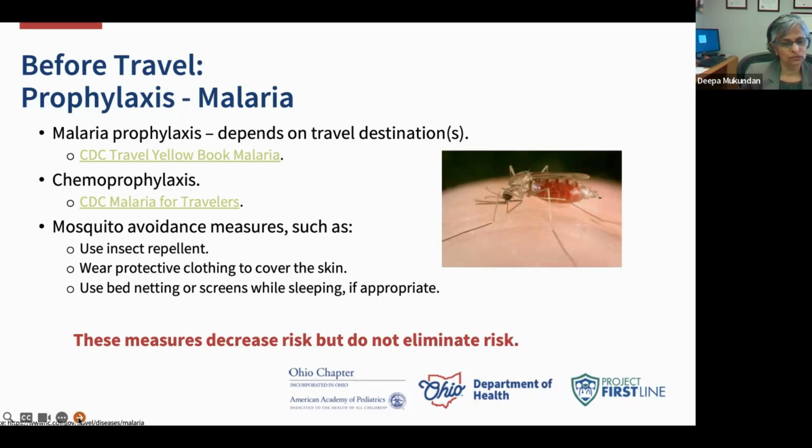And also, you're only decreasing the risk of getting malaria, but not eliminating it altogether. So you should still use avoidance measures like using protective clothing, insect repellents, and bed netting or screens when sleeping. Again, I can't stress how important this is, because these measures decrease risk but do not eliminate risk. Next slide.